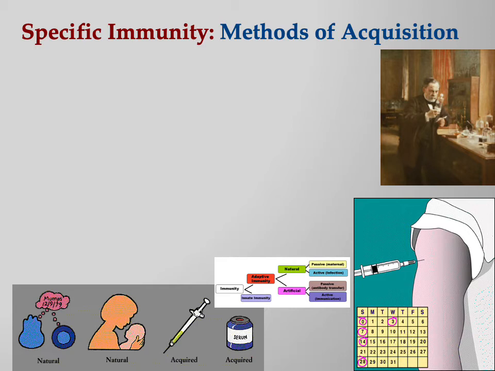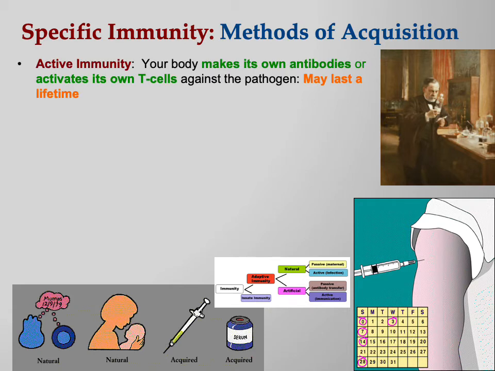So specific immunity, methods of acquisition: how can you become immune to something, all right? How do you actually get immune? Well, there are 4 ways. Let's take a look at them right now. So active immunity is where you make your own antibodies. So in other words, you actually get infected by something, or you get exposed to something that mimics an infection. This is where you now are going to manufacture your own antibodies. These may last a lifetime. This kind of immunity might last your entire life. Since you made them, they stick around better.